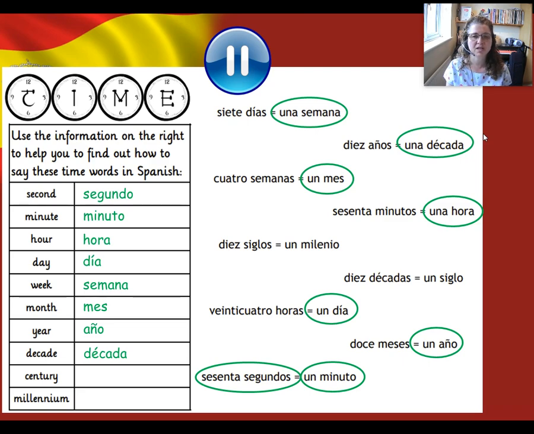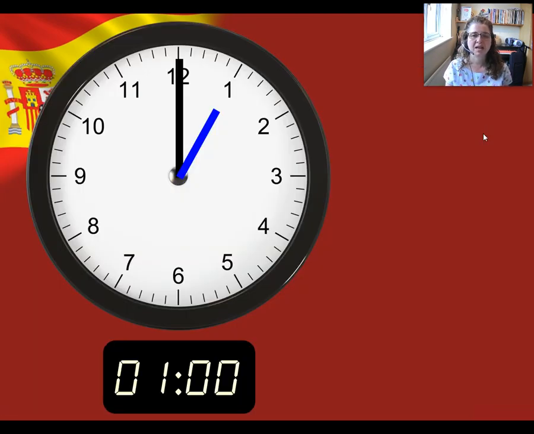Therefore, what's the word for a century? Century is siglo. 10 décadas son un siglo. 10 decades make 1 century. And finally, what is the word for a millennium? A millennium is milenio. As it says, 10 siglos son un milenio. 10 centuries make 1 millennium. Well done if you got some of those. Let's find out how to tell the time on the hour.